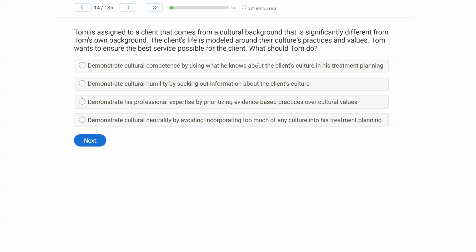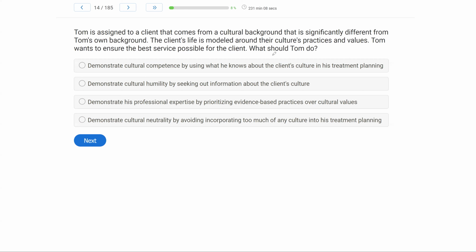Tom is assigned to a client that comes from a cultural background that is significantly different from Tom's own background. Client's life is modeled around their cultures, practices, and values. Tom wants to ensure the best service possible for the client. What should Tom do? In practice, we need to be culturally sensitive, culturally receptive, open to different cultures, and have to take those cultures into account in our practice.